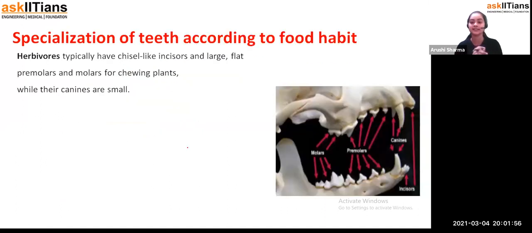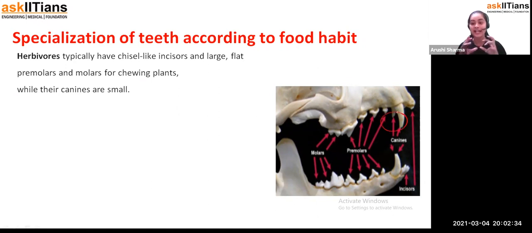Now moving ahead, because we have discussed the organisms depending upon their food habit, talking about the specialization of teeth, we can observe that different animals have different types of teeth. Why? Because of the food habit. Students, herbivores generally have typical chisel-like incisors, and large, flat premolars and molars for chewing plants, while their canines are small. Now why do they have small canines?